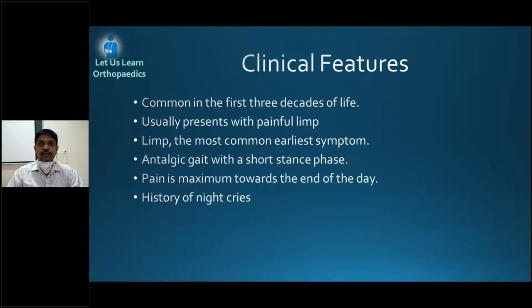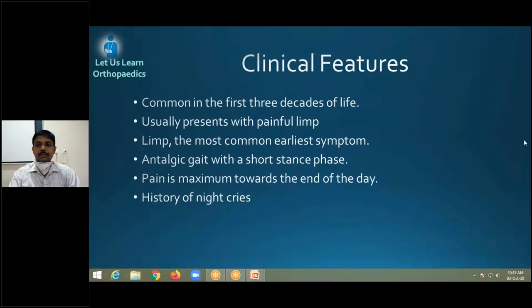If a patient complains that he has a normal initial period of sleep, but in the middle of the night he wakes up from pain in the hip, that is the most classic feature of night cries, and it is a classic clinical feature usually seen in tuberculosis. So you should arrive at a proper diagnosis based on the history. That is, you should think of tuberculosis bacilli affecting the hip joint. So a history of night cries is a classic clinical feature in TB hip.